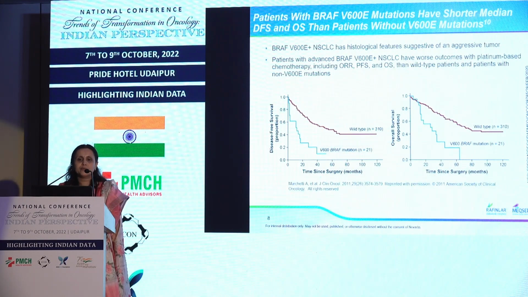What has been seen is that patients with BRAF V600E mutation have a shorter median disease-free survival and overall survival than patients without these mutations. That is, these tumors are more aggressive and patients have a worse outcome, especially if they are treated with conventional platinum-based chemotherapy.